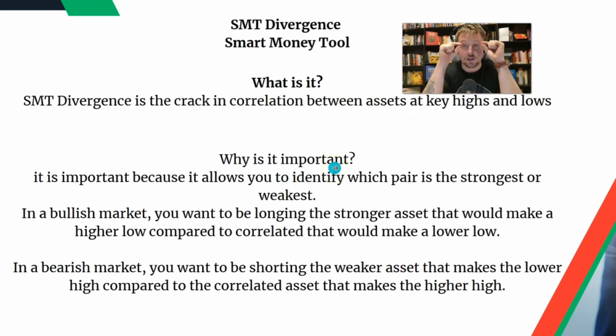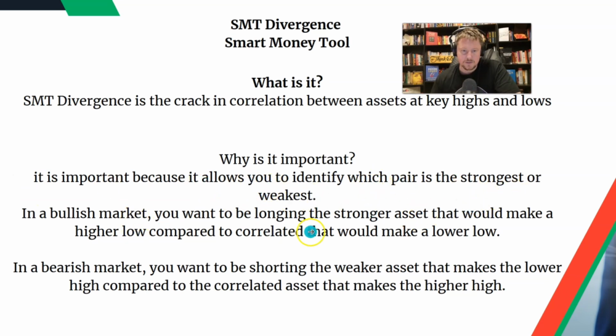Okay, so it is the crack in correlation between two assets at key highs and lows, meaning it will give you a glimpse, it will give you a crack to look through that there's about to be a big move. That's the biggest thing, okay? At the highs and lows. Why is this important? It's important because it allows you to identify which pair is the strongest or the weakest.